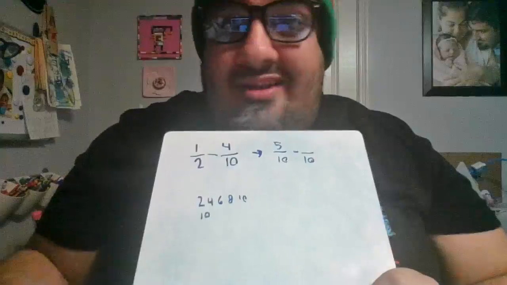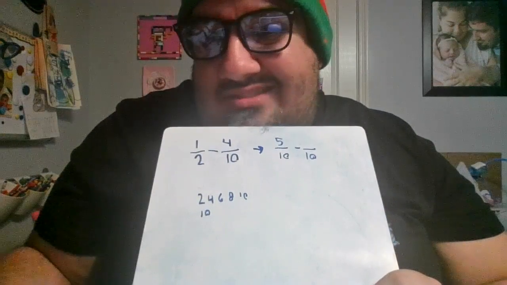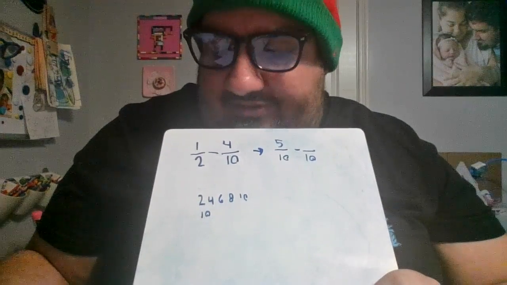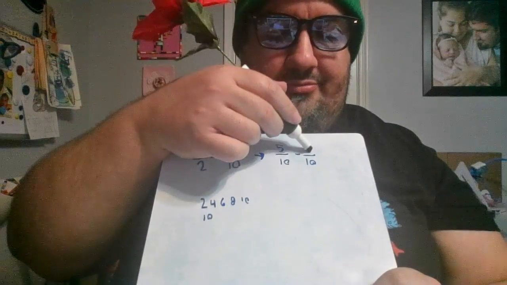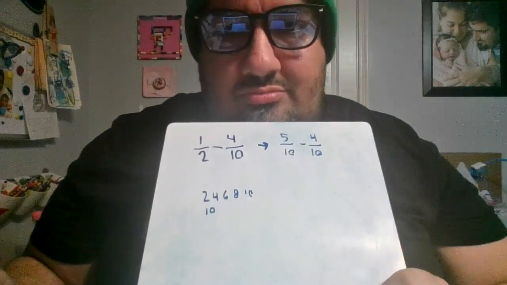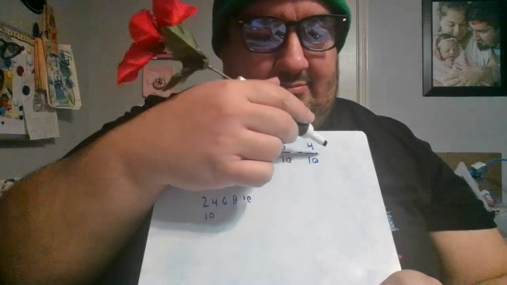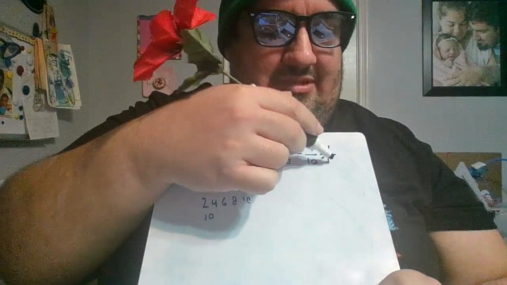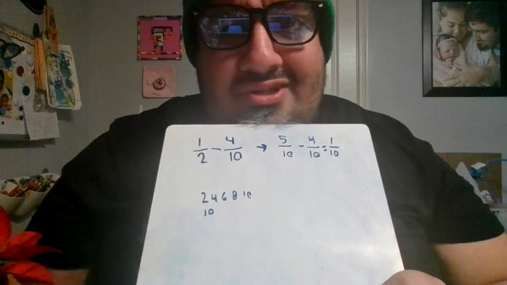Minus 4/10. We don't have to do anything. We just multiply by 1. But hey, if you don't want to, it's already 10. So it's just 4/10. Boom. So what's 5/10 minus 4/10? 1/10. And that's all you got to do.